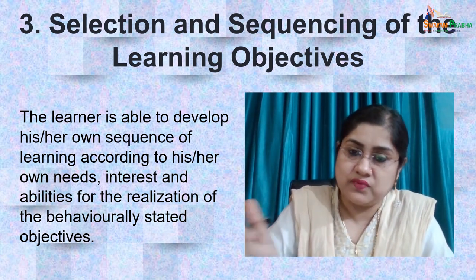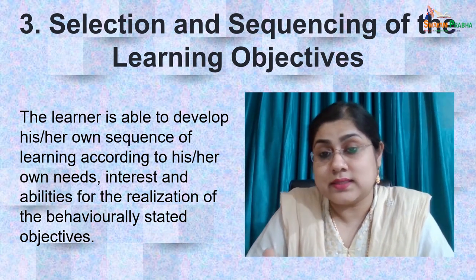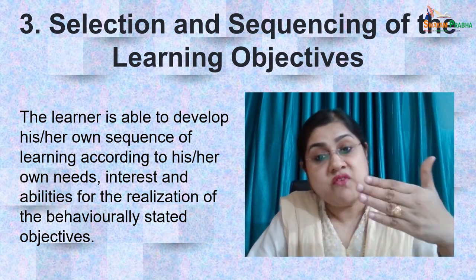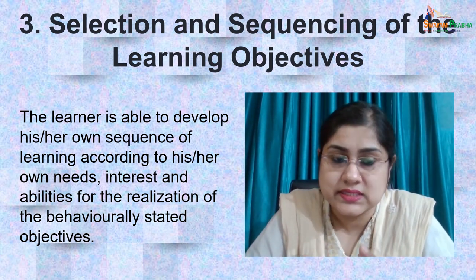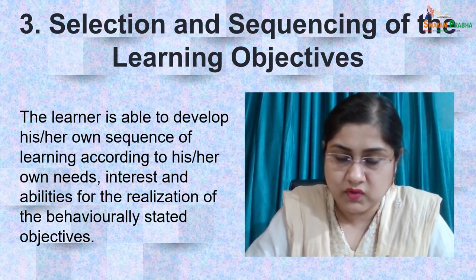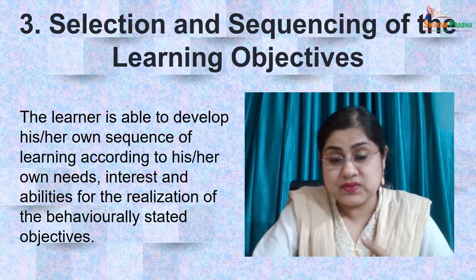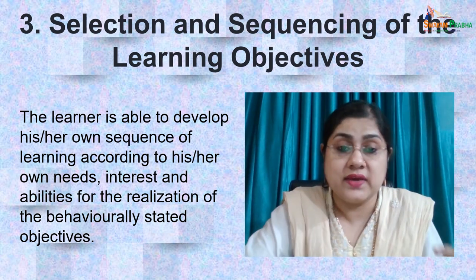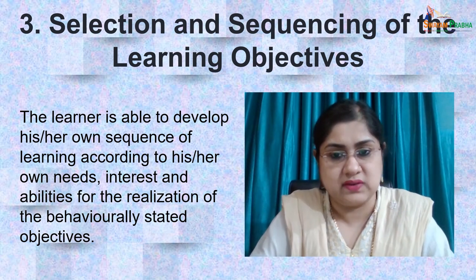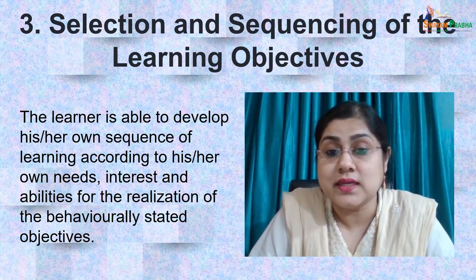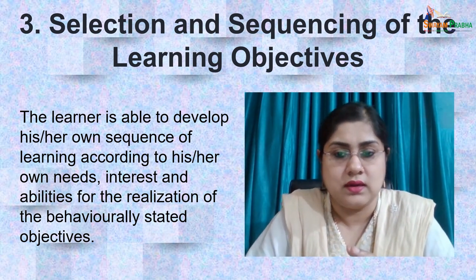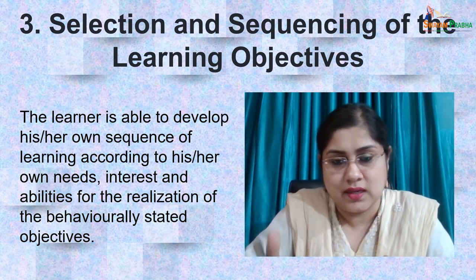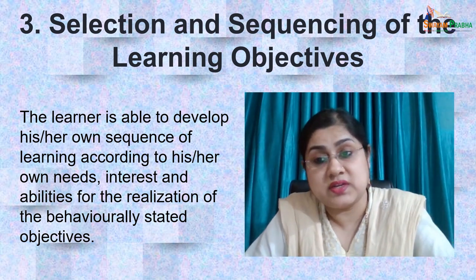Because it is very different, we can see that the learner is left free to instruct himself or herself in any way, in any order that the learner chooses, for the realization of the behaviorally stated objectives in the LCI. What exactly does it give us? In the traditional teaching method, everything was pre-decided by the teacher or the curriculum developers. But here in the LCI, the learner is somebody who decides on the setting of the objectives and on whatever is to be done in the realization of those behaviorally stated objectives.